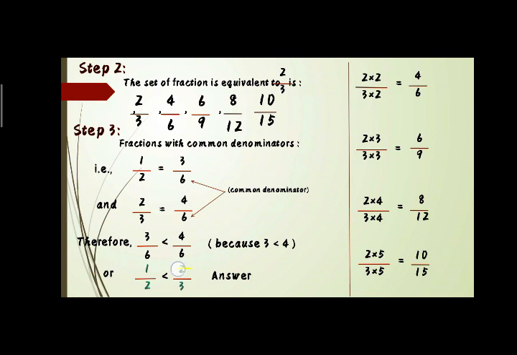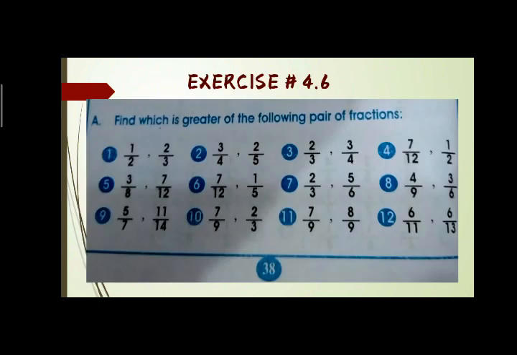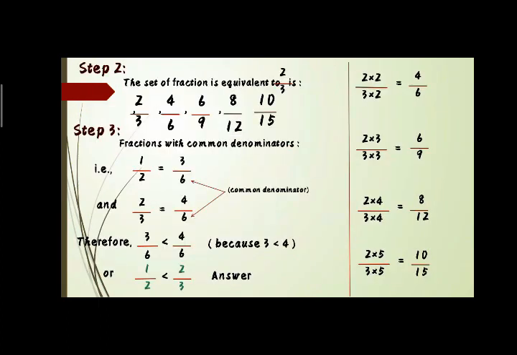It is bigger than 3 upon 6. And 3 upon 6 is equal to 1 upon 2, and 4 upon 6 is equal to 2 upon 3. So 4 upon 6 is greater, which means 2 upon 3 is greater than 1 upon 2, and 1 upon 2 is smaller than 2 upon 3.